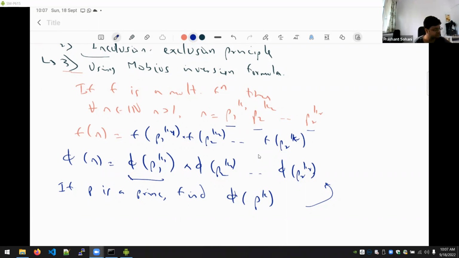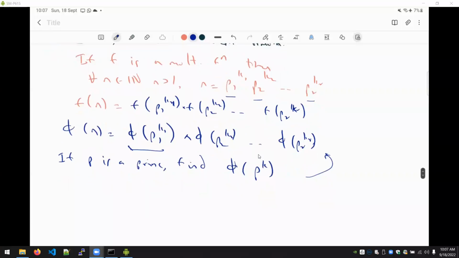Yes, Anushka. Yes, so when we have p to the power k and p is prime, then the only factors will be 1, p, p square, and so on up till p to the power k. Therefore, yes, the number of divisors will be k. And therefore the number of numbers which are co-prime to it will be p to the power k minus k. Yes. So what will be phi of p raised to k? P to the power k minus k. Minus k, can you just think about that?